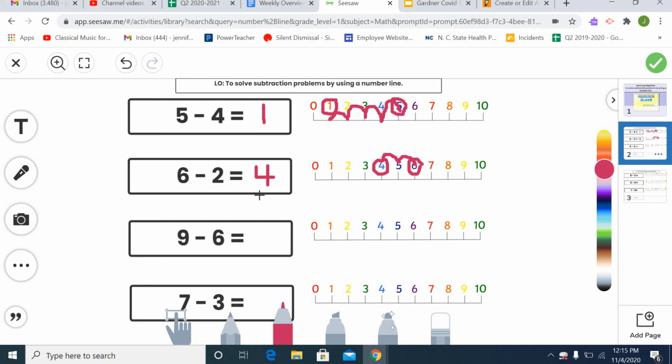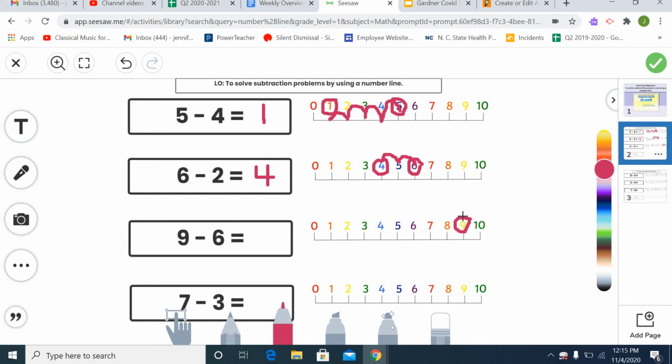All right, we're going to do one more, and then I'm going to let you guys do your own. All right, let's go down to 9 take away 6. Okay, let's think about it. 9 minus 6. Well, I know that I start with 9, which is my first number, so I'm going to go over here to my number line. I'm going to circle number 9. And then I am going to hop back like a bunny rabbit. I'm going to hop back 6 spaces.